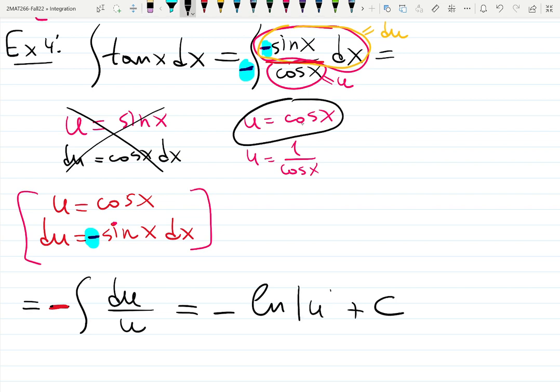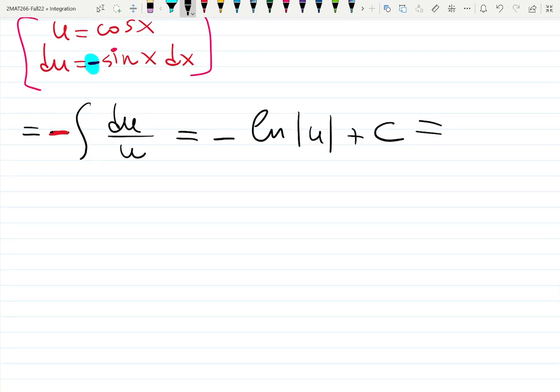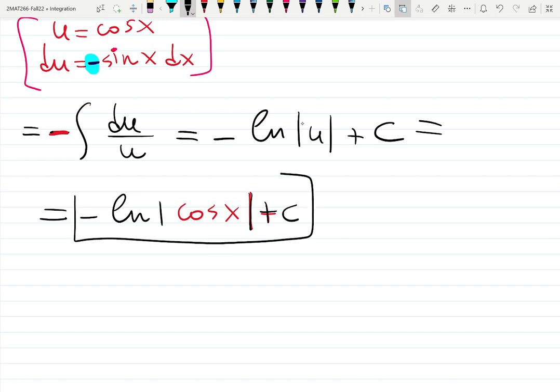Absolute value is important. And again, don't leave this as the answer because you need to go back to the original variable. U is cosine, I see it in my box. So it's cosine x. Bar, yes, plus c. And this is the final answer, minus logarithm of cosine plus c.